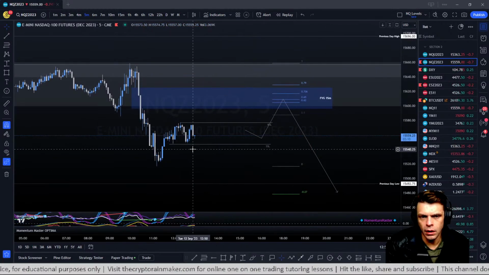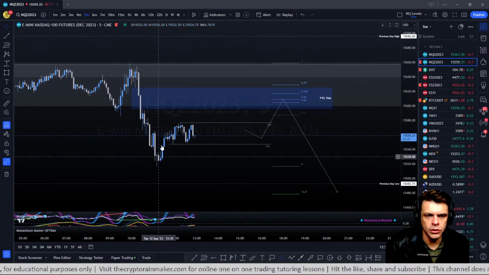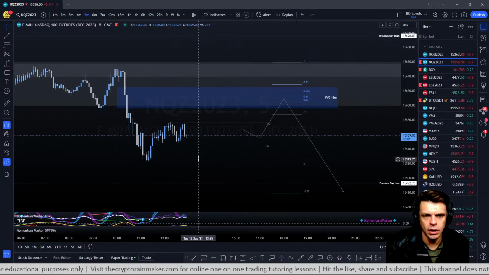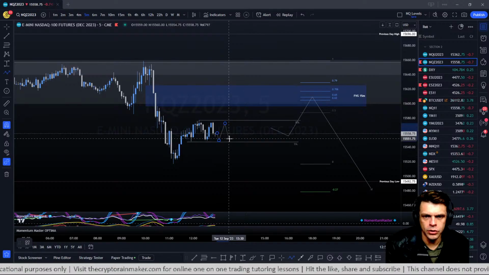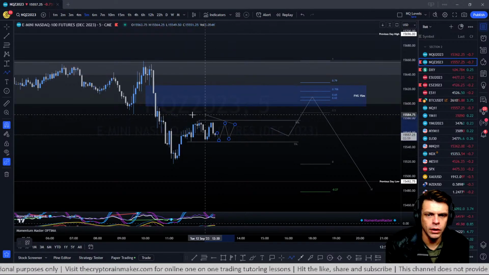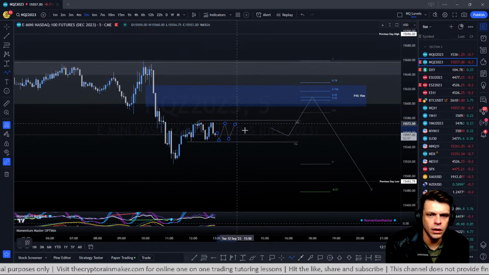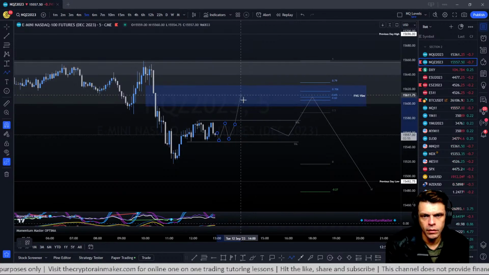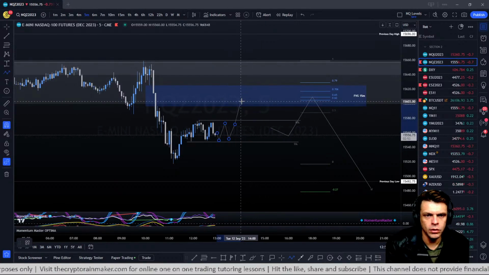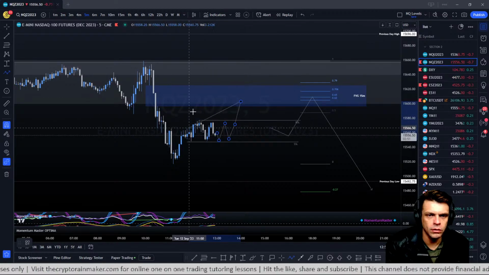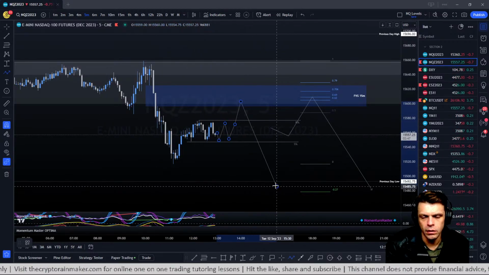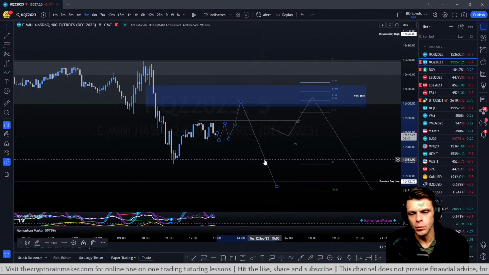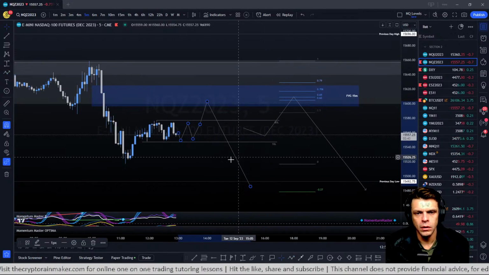Okay, so this little bit of consolidation was just during the New York lunch hour. So they might just chop it around in here to induce liquidity on either side. And then that false little move might be the one that takes out the buy stops and rebalances this inefficiency. And then we get the move to the downside. But it's all about the displacement.